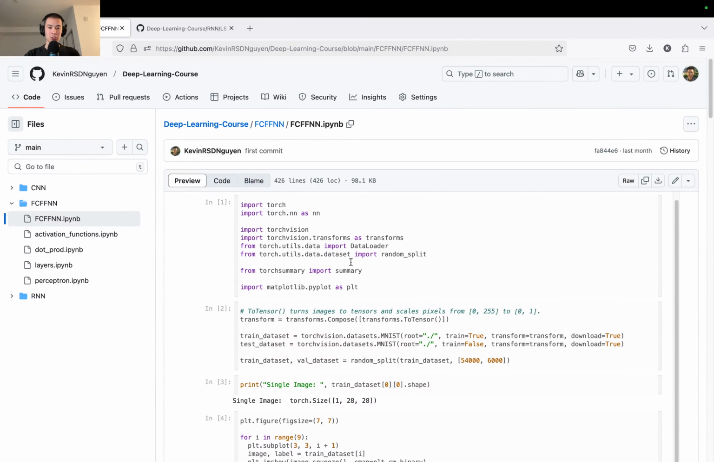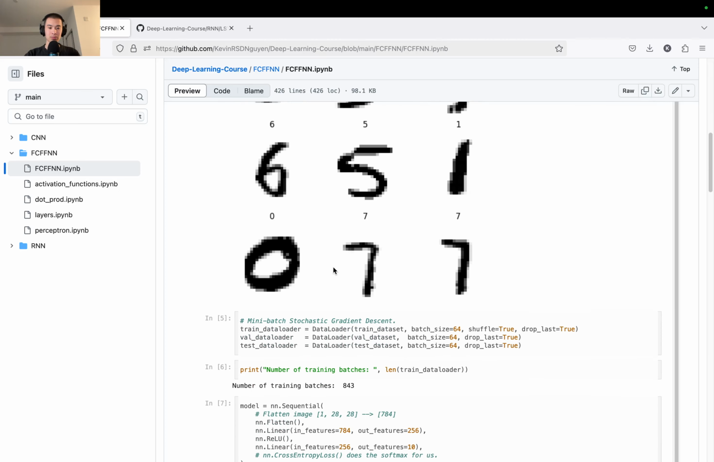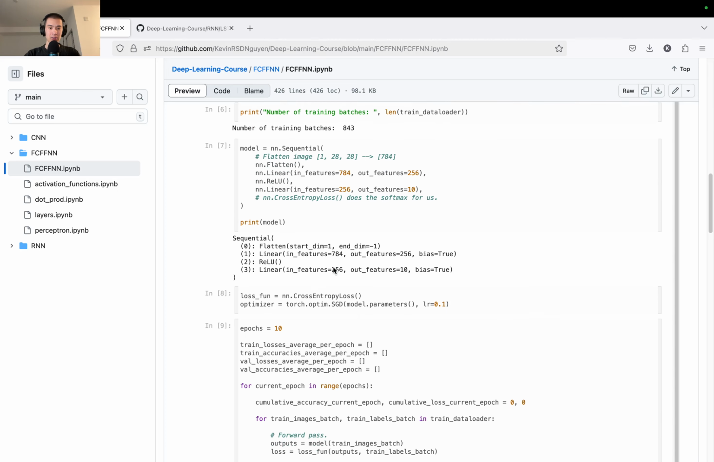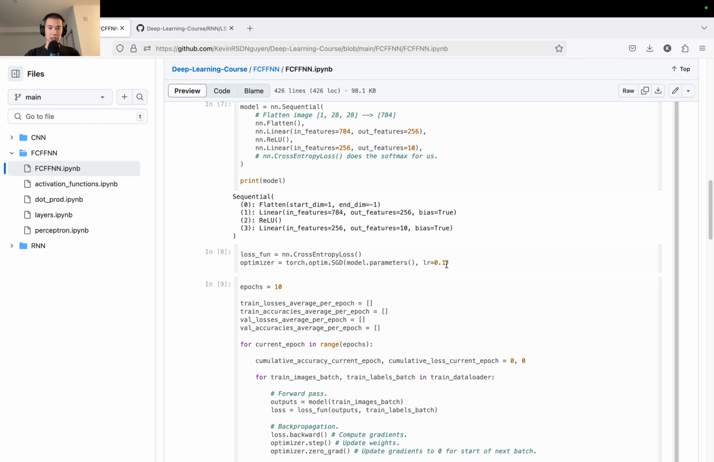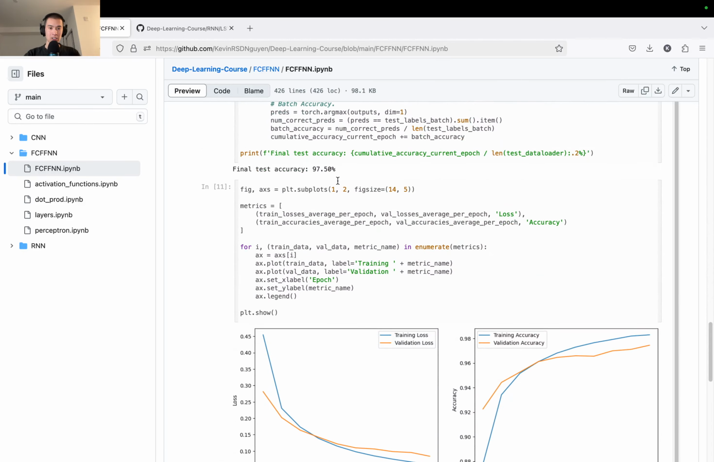Earlier on in the course, we ran a model for classifying images of digits. And here, I specified a learning rate of 0.1, which was good enough to get us a 97.5% test accuracy.